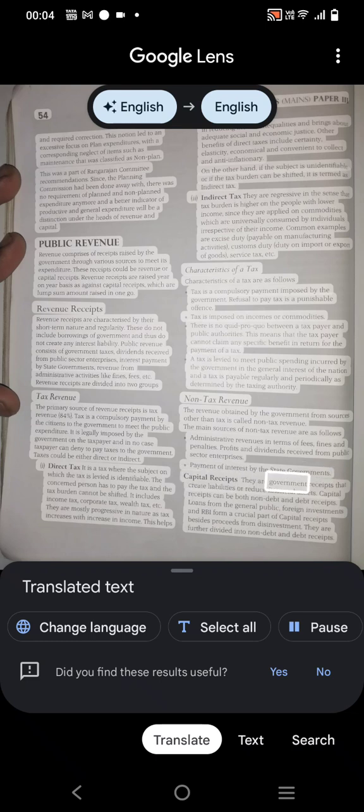Capital receipts. They are government receipts that create liabilities or reduce financial assets. Capital receipts can be both non-debt and debt receipts. Loans from the general public, foreign investments, and RBI form a crucial part of capital receipts besides proceeds from disinvestment. They are further divided into non-debt and debt receipts.